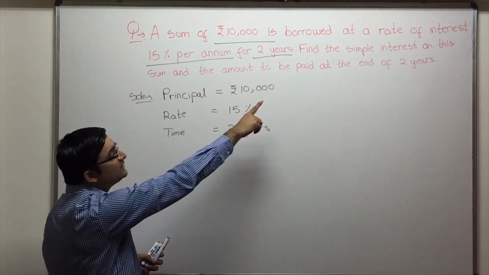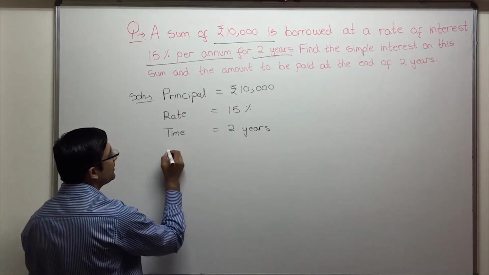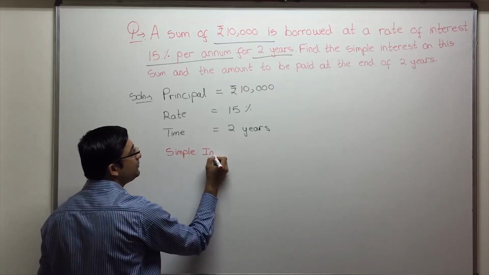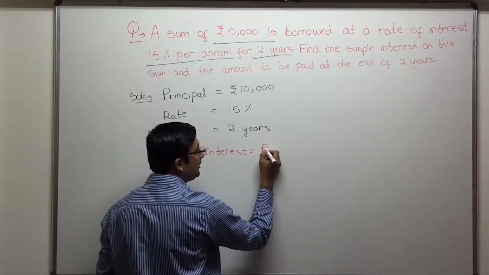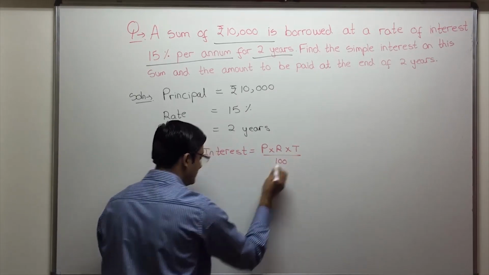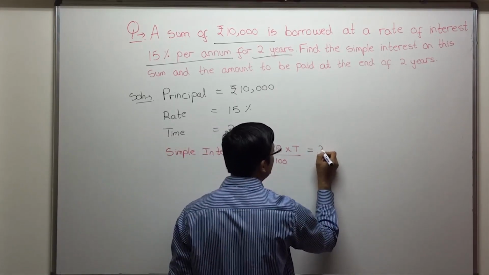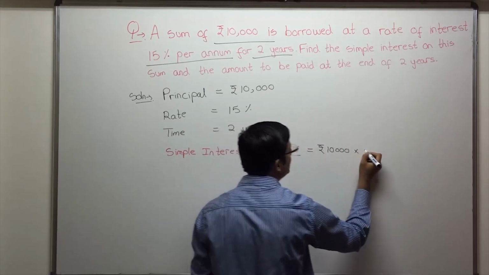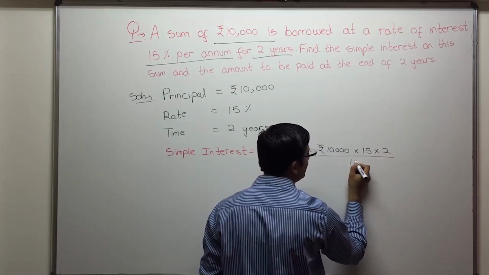Now what do we have to find? The simple interest and the amount to be paid. So let's first find the simple interest. So write down the formula for simple interest. That is, simple interest is equal to principal into rate into time upon 100. So let's plug in the values. What is the principal? 10,000 rupees. Into rate 15%, that is 15, into time 2 years upon 100.